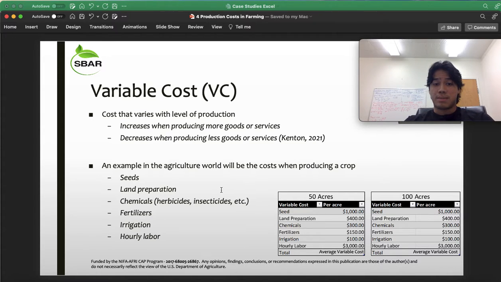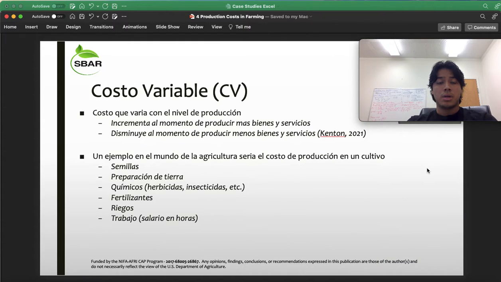We also have land preparation, chemicals, fertilizers, irrigation, and labor. These will be some of the tables we're going to be dealing with in the case study in the Excel workbook.